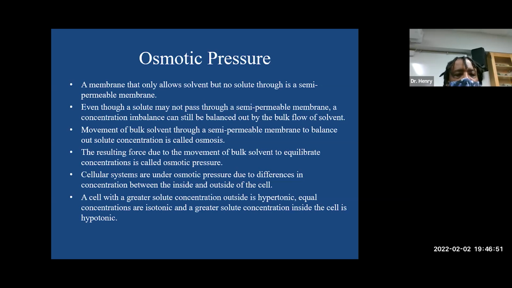So the cell itself has to maintain some type of equilibrium. It has to find a point where we're balancing what's on the inside to what's on the outside. As a result of this, we're going to end up with pressure being applied on that membrane. And that is called the osmotic pressure, because we're looking at the flow of water coming in and out.